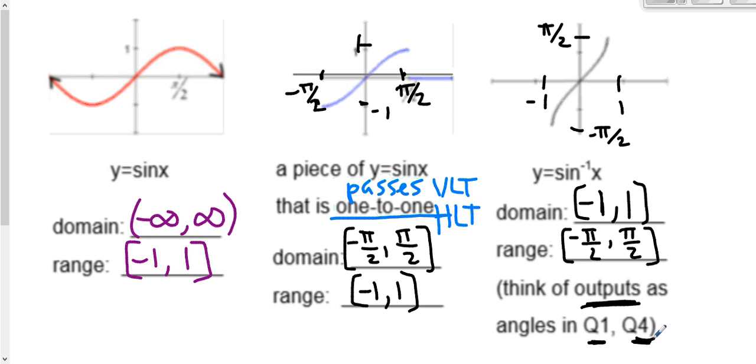Okay, we have inverse trig functions like this for all 6 trig functions, but we're only going to do 3 of them this year. So we have inverse sine, inverse cosine, and inverse tangent, and we're just going to have to let go of the other three, but the concepts apply the same way.